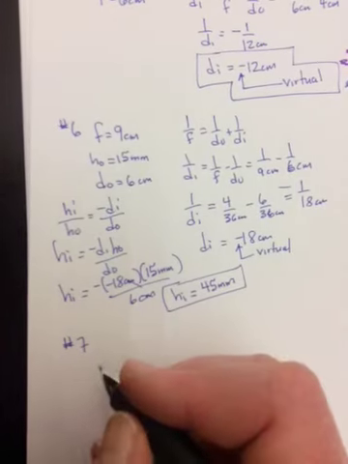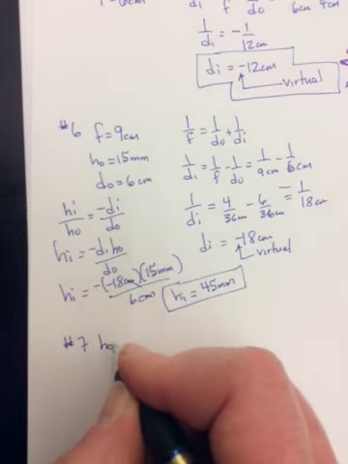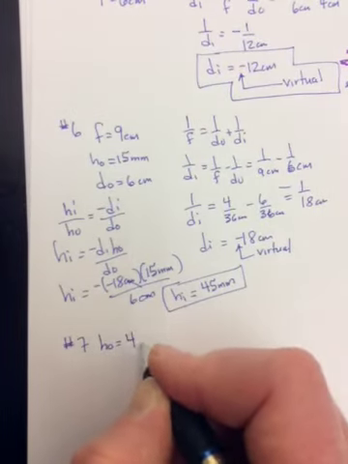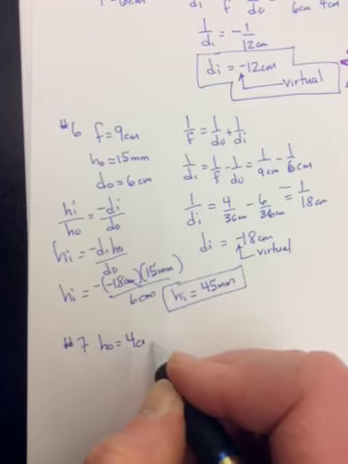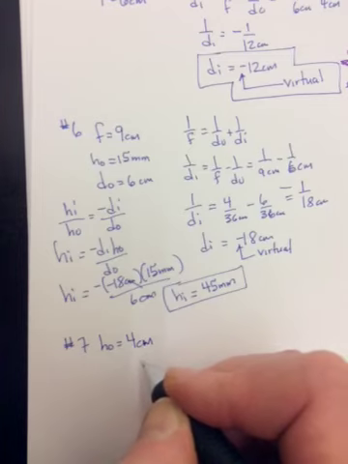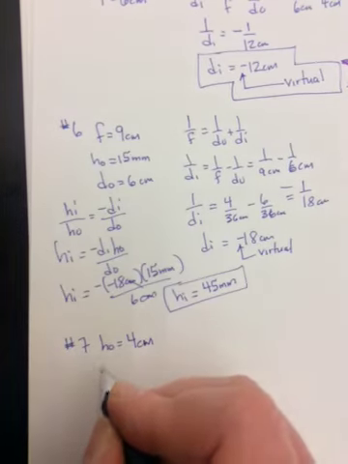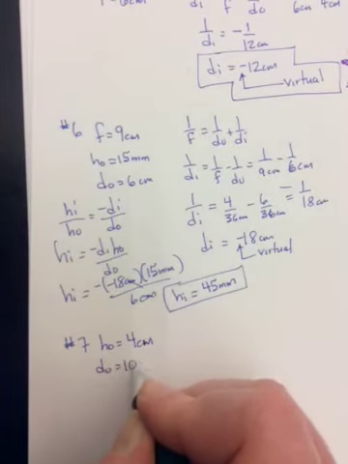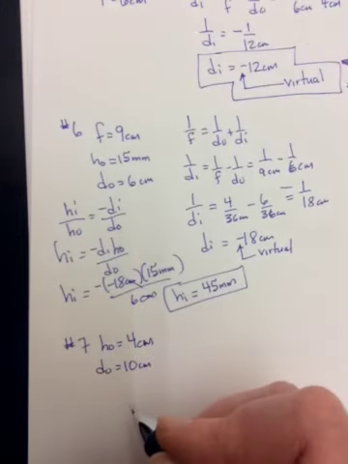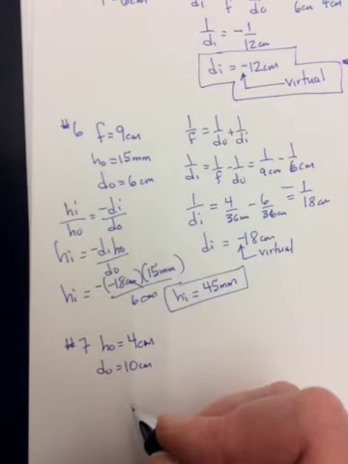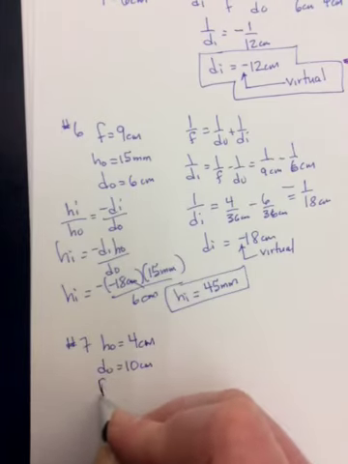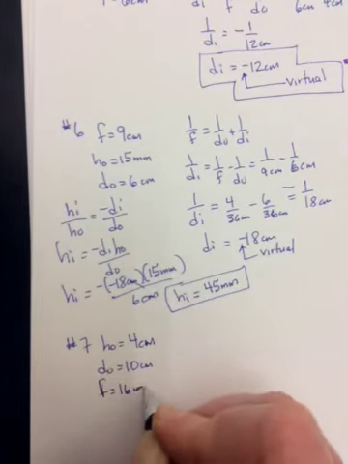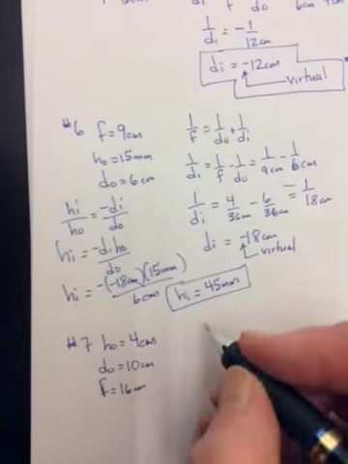Number 7: a 4 centimeter high candle is placed 10 centimeters, do, from a concave mirror having a focal length of 16 centimeters. So f is 16 centimeters. Again, we can tell it's going to be virtual.